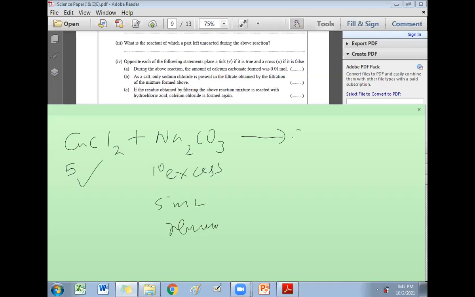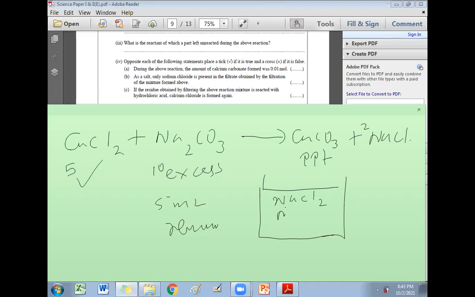So that remaining one also mixes with the products. What are the products? Calcium carbonate solid, this is a precipitate, I put PPT, plus sodium chloride. Now what are the things in the final solution? Sodium chloride is left. Sodium carbonate also there. From where does sodium carbonate come? Unreacted. Please write here unreacted sodium carbonate. Plus calcium carbonate is deposited at the bottom because it's a precipitate.